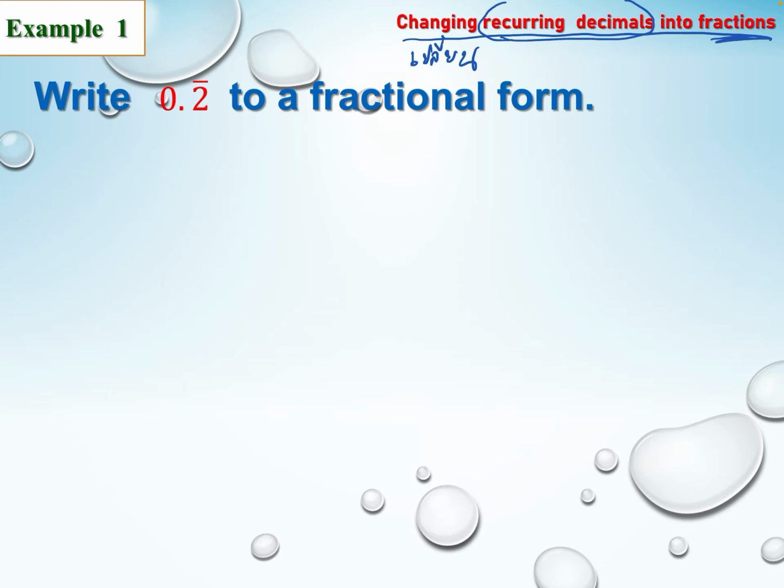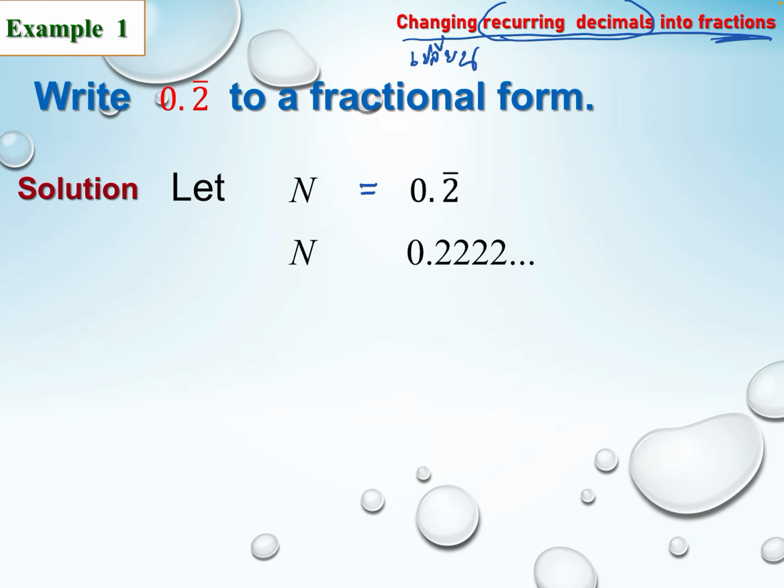Write 0.2 with the bar on top as a fractional form. What does it mean? First, the solution. What to do? First, we let n, the letter n, stand for 0.2 with the bar on top. It means that n equals 0.2222222, continue, repeat number 2, right? Then we give this line as equation number 1.